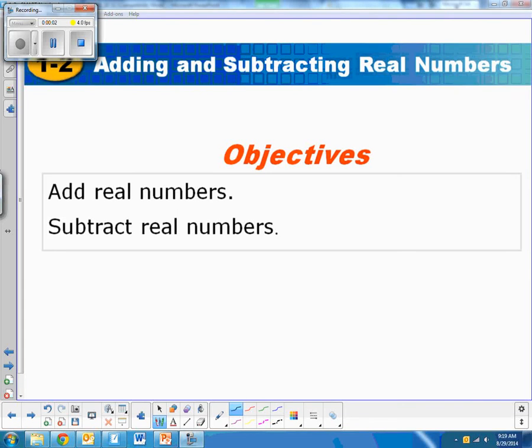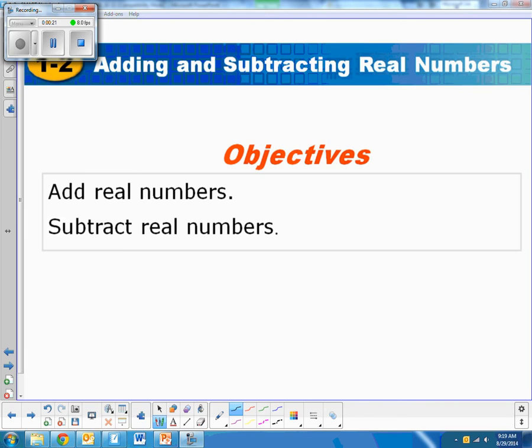All right, this is the second section of chapter one, adding and subtracting real numbers. So our objectives for this chapter are going to be adding real numbers and subtracting real numbers. You might be wondering, why real? I mean, are there numbers that aren't real? And the answer is, yeah, actually there are. There are numbers that are not real.